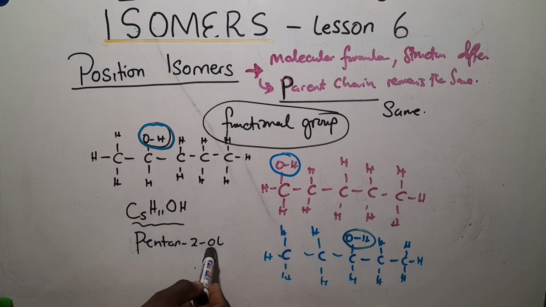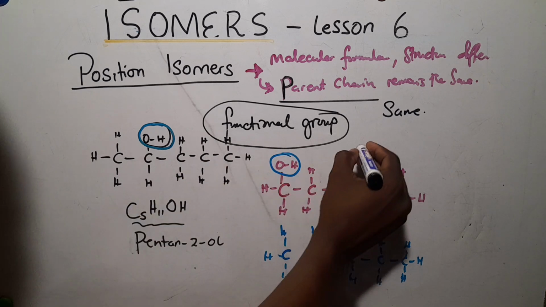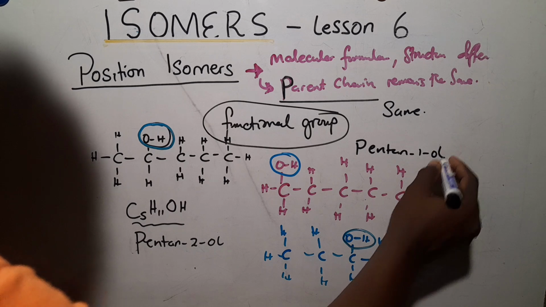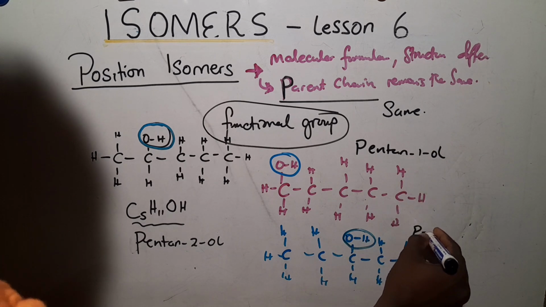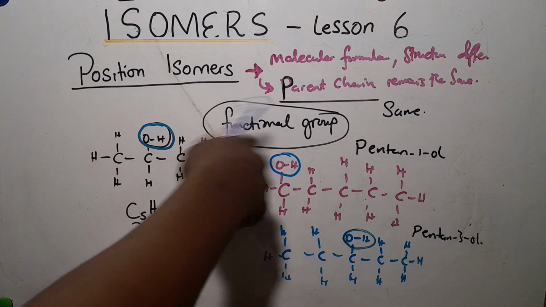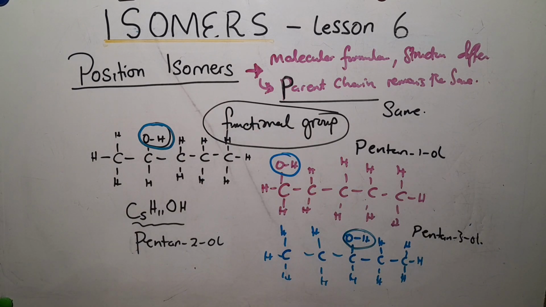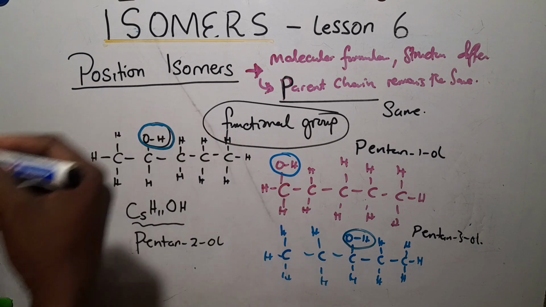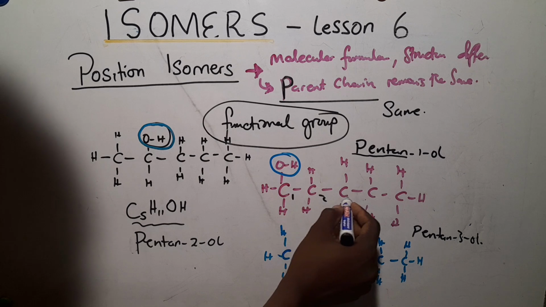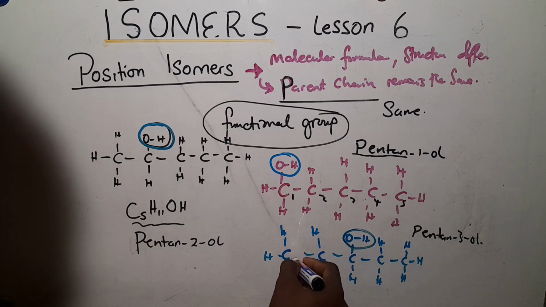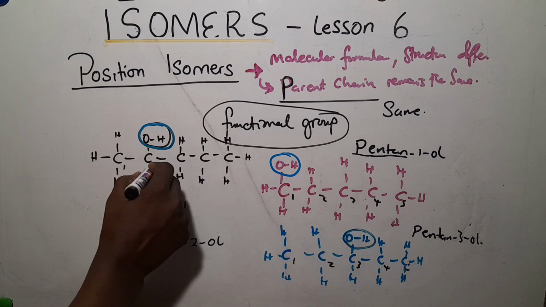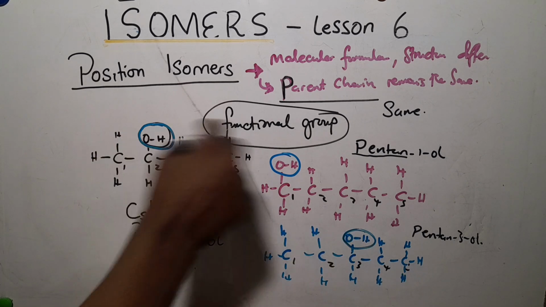This is pentan-2-ol. This will become pentan-1-ol, and this one will become pentan-3-ol. So these now are different, right? But check the parent chain. The parent chain is remaining the same with 5 carbon atoms. So now the carbon chain is not changed, just the functional group is moving around.